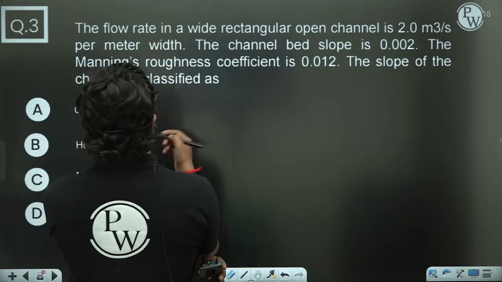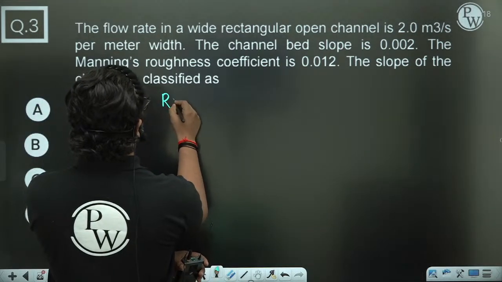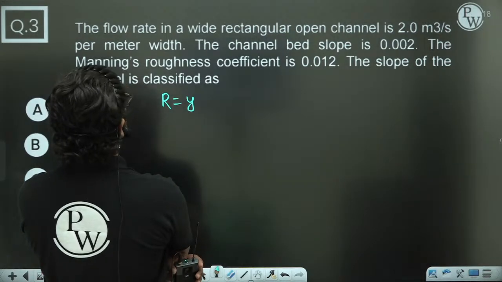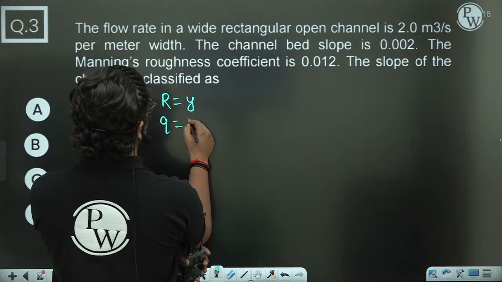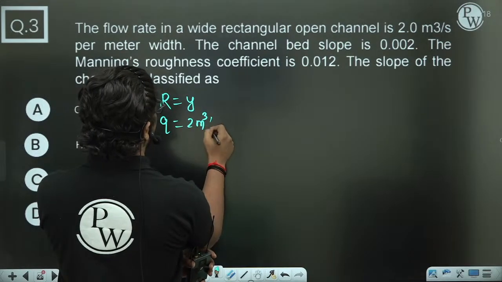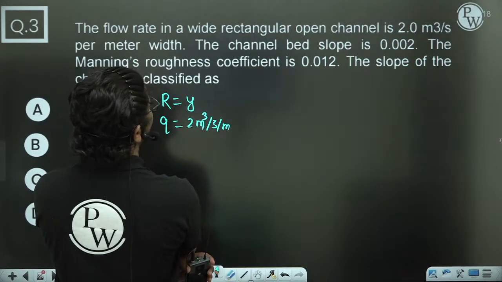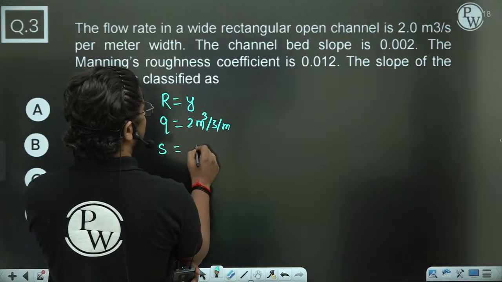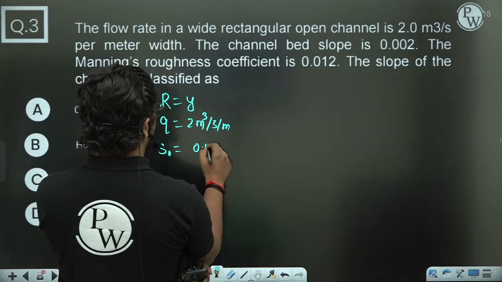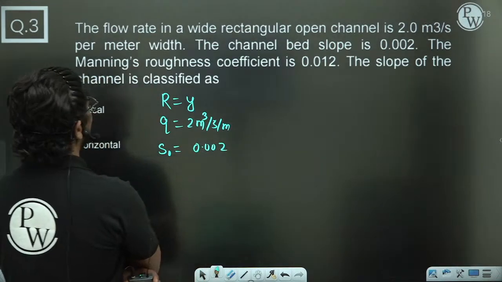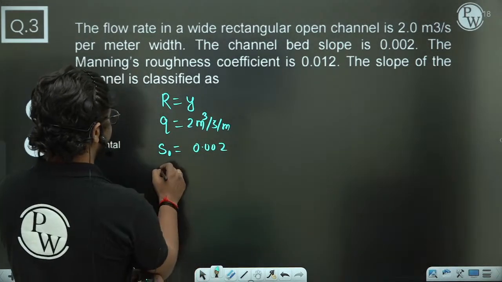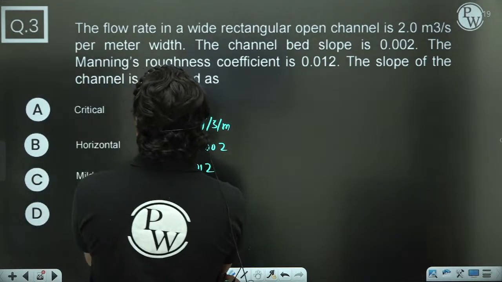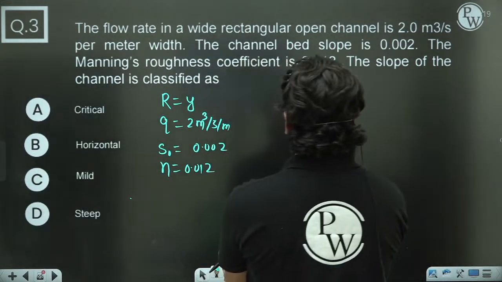Look, it's a wide rectangular channel, so first of all, R will be equal to Y. In an open channel, Q is given to you, so small q is 2 meter cube per second per meter. Channel bed slope is given, that is S naught, 0.002. The Manning's roughness N is given. The slope of the channel is classified as... They are asking about the slope.